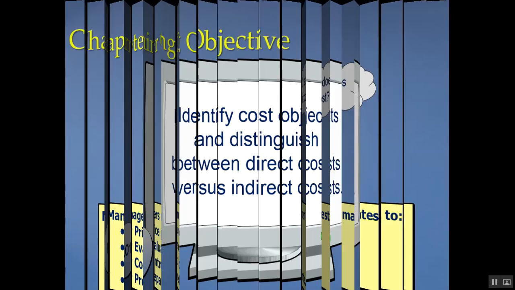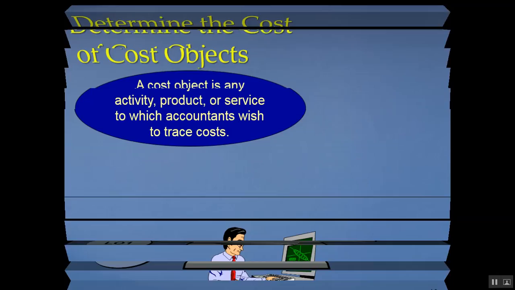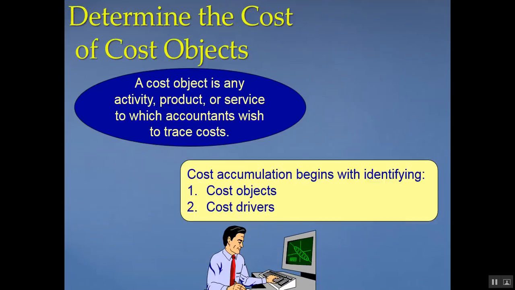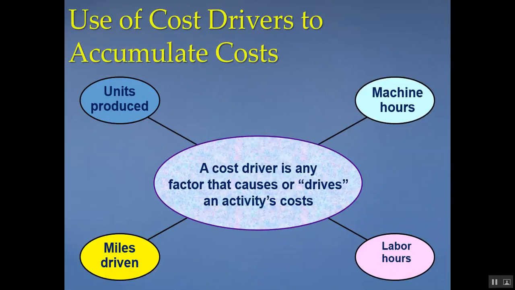our financial statements. First thing we're going to do is talk about the difference between cost objects and distinguish between direct cost versus indirect cost. This is an important concept that we're going to talk about for the rest of the semester. So a cost object is any activity, product, or service to which we want to trace the cost. So first we need to identify the cost object, and then we need to identify the cost driver. The cost driver is any factor that causes or drives an activity cost.